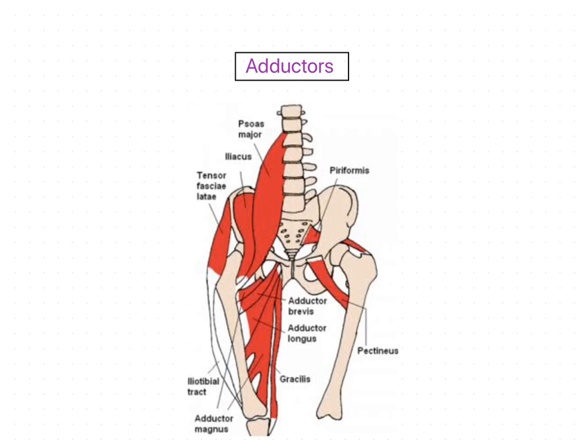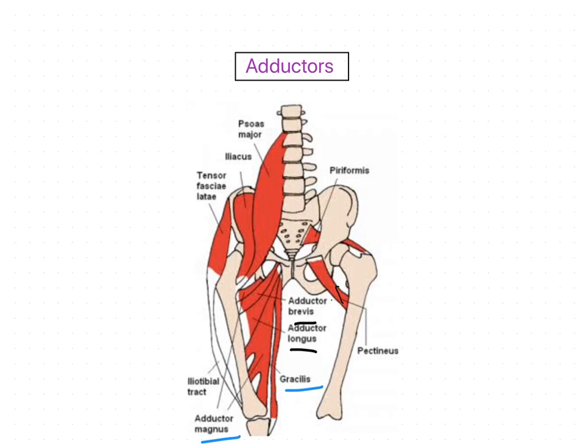The hip joint adductor muscle group is generally considered to include the pectineus, the adductor brevis, adductor longus, and adductor magnus. And gracilis also comes under this group. So these are the five muscles, that is pectineus, adductor brevis, adductor longus, gracilis, and adductor magnus, which help in adduction at the hip joint.